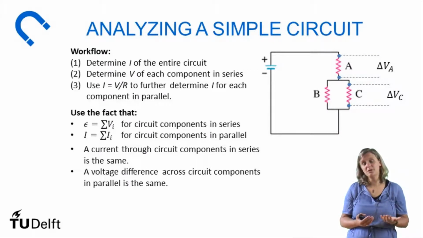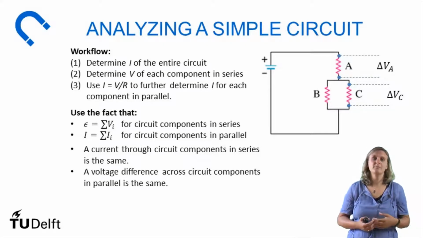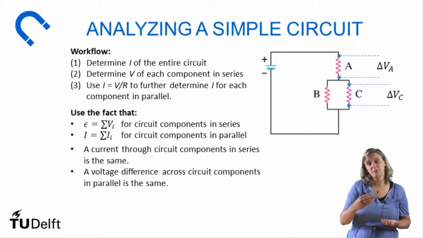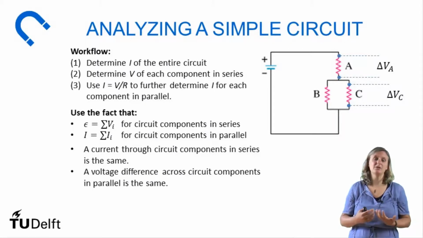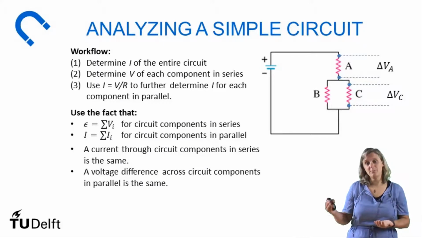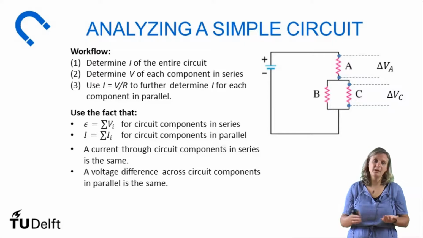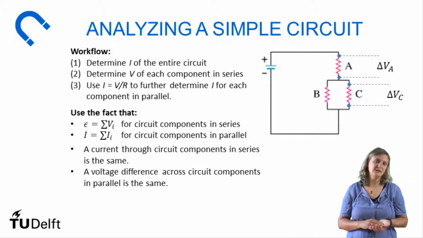If you know that current, you can calculate with Ohm's law the potential, the voltage over A. And if you've done that, you know the voltage drop over B and C and use that to calculate the current through B and C. So basically in this way, you use the fact that the potential for circuit components in series adds up, the current for circuit components in parallel adds up. If you have a current through circuit components in series, it's the same. And if you have a voltage difference across circuit components in parallel, it is the same. So these are simple rules you can use to analyze a circuit.